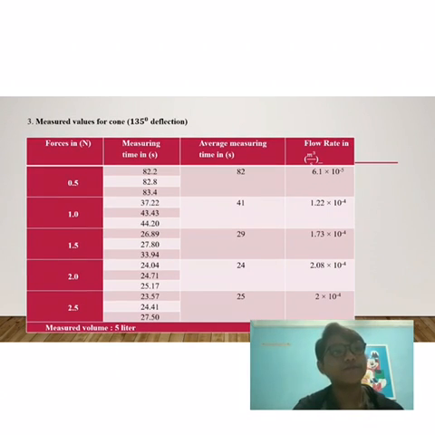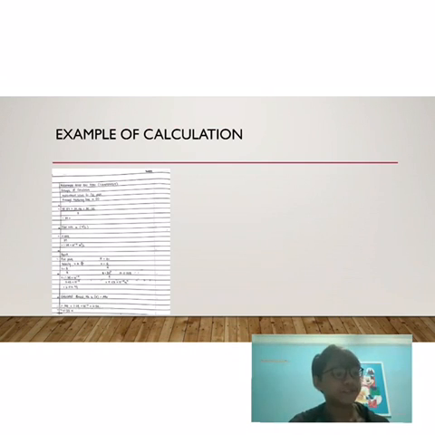This one is the data for measured values for cone that has 135-degree deflection, and the calculation is the same as both the flat plate and hemisphere calculations. So now I want to explain the calculation for measurement values for flat plate.